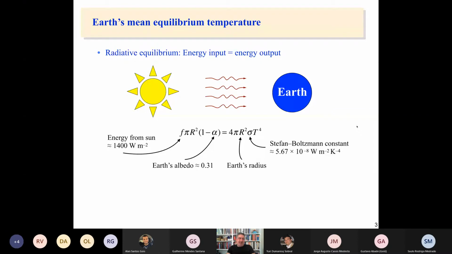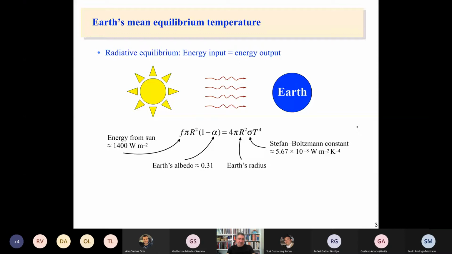The calculation is going to be like this. We're going to compute the temperature of our planet, the temperature of the Earth. It's going to be a mean temperature of the surface. And when I say mean, I mean day, night, all seasons, taking the average over area and time.